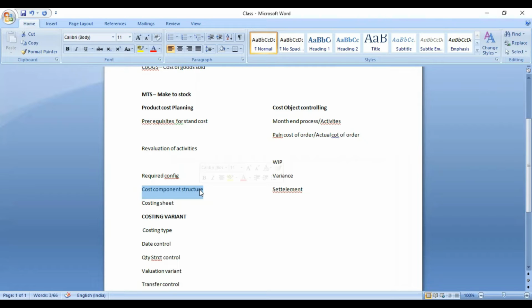Along with whether it is tax related, or how many activities we are using, everything we will give as instructions to the system with the help of the cost component structure. Okay, this is the purpose of the cost component structure. It means we are defining a structure for our prerequisites like indirect overhead, activity, or materials. These three are the prerequisites for product costing.